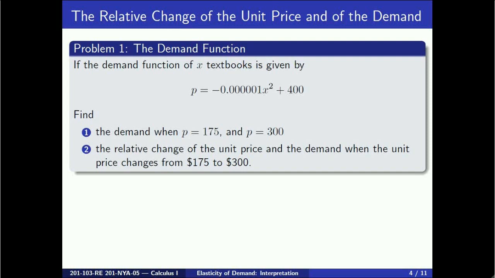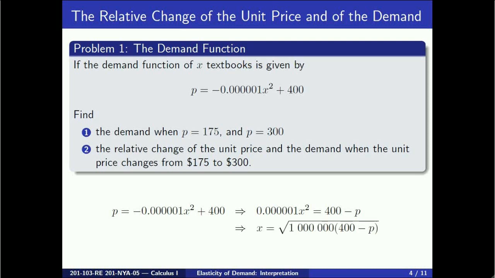To find the demand given a unit price, we need to take the demand equation and solve for the demand X in order to have X expressed as a function of P. If P is minus 10 to the minus 6 X squared plus 400, then this implies that 10 to the minus 6 X squared is 400 minus P. Multiplying on both sides by 10 to the 6, which is 1 million, gives that X squared is 1 million times (400 minus P). And taking the square root of both sides gives that X is the square root of 1 million times (400 minus P).